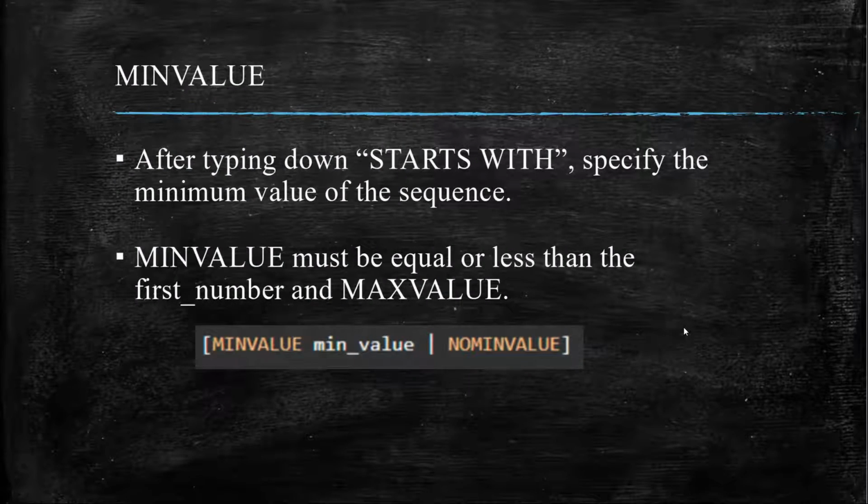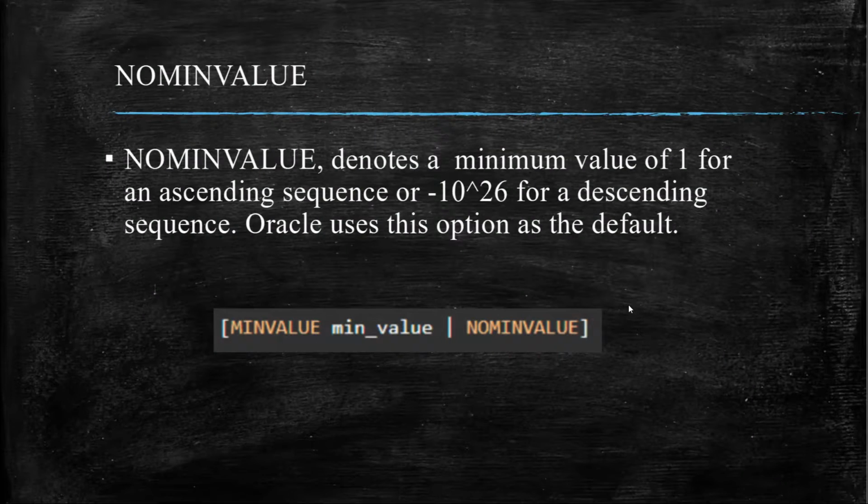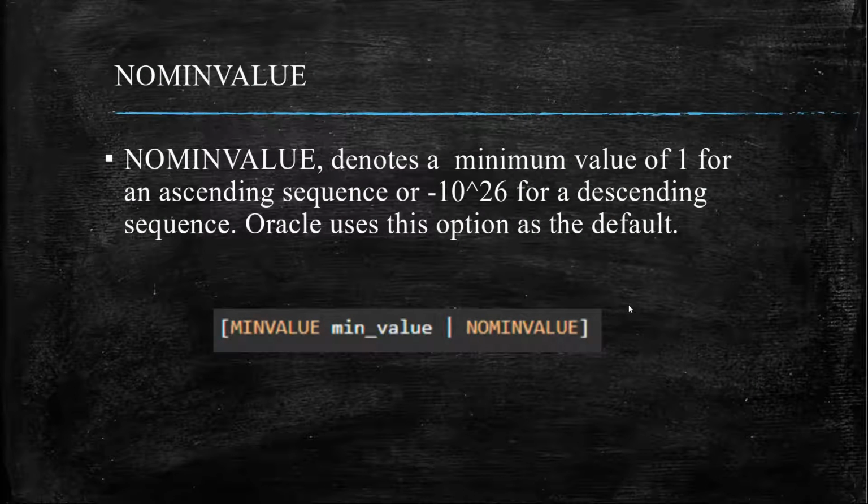Just the same, minimum value is pretty much the same, but instead of maximum, it's minimum. Basically, in order to specify the minimum value, we gotta type down minimum value and specify the value. And again, that value must be equal or less than the first number and maximum value. And again, if we don't want to specify one, Oracle will determine a minimum value for descending or ascending sequences.